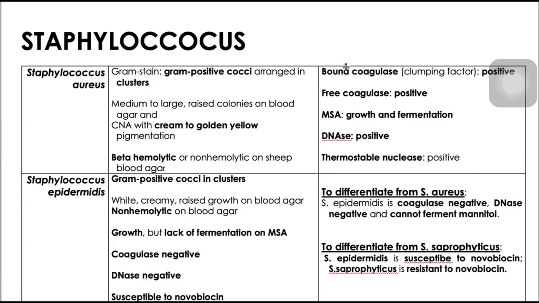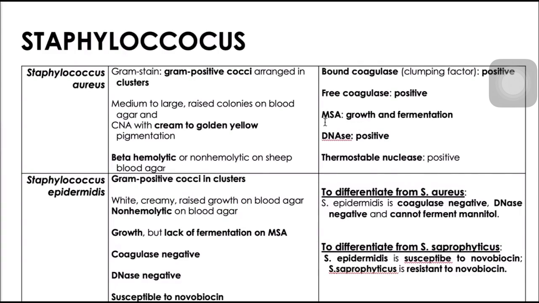Next, your Staphylococcus aureus, as we described a while ago, is known to be coagulase positive. And we have two tests here for coagulase. We have the slide coagulase that detects the bound coagulase or the clumping factor. So this one is wherein Staphylococcus aureus is positive by showing clumping.